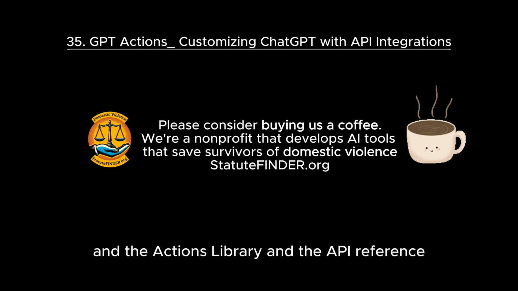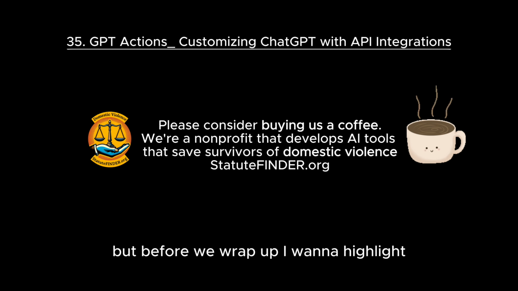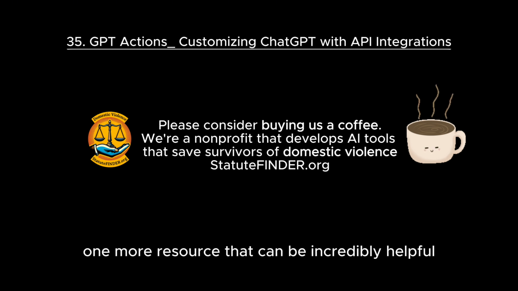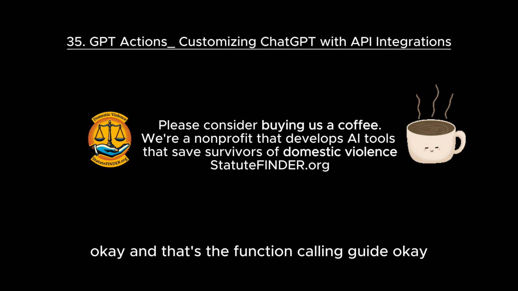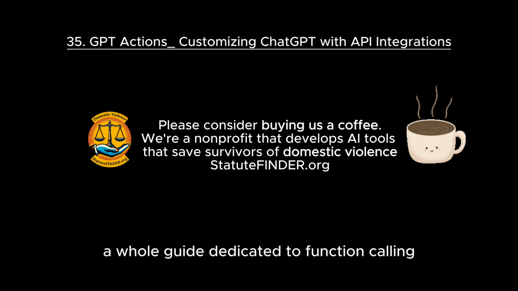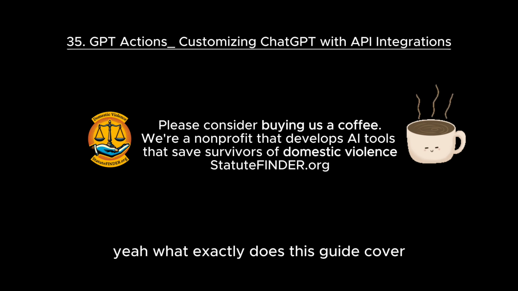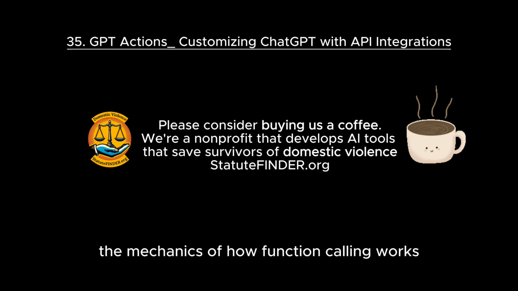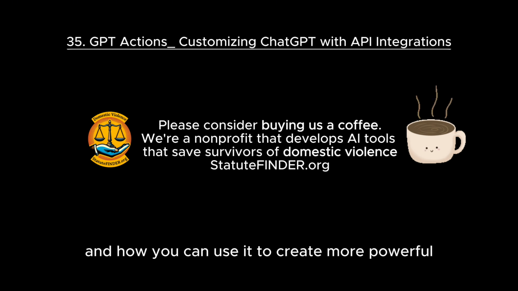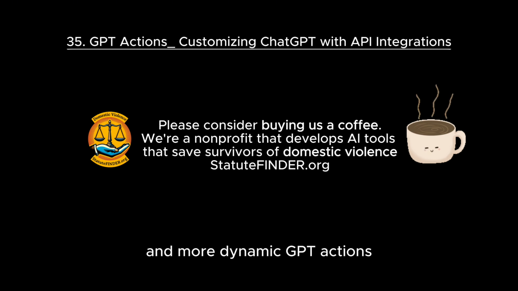So we've talked about a few sections of the OpenAI documentation, the quick start guide, and the actions library, and the API reference. But before we wrap up, I want to highlight one more resource that can be incredibly helpful, and that's the function calling guide. Okay, a whole guide dedicated to function calling. Sounds like this must be a pretty important concept. What exactly does this guide cover? So this guide really dives into the mechanics of how function calling works and how you can use it to create more powerful and more dynamic GPT actions.